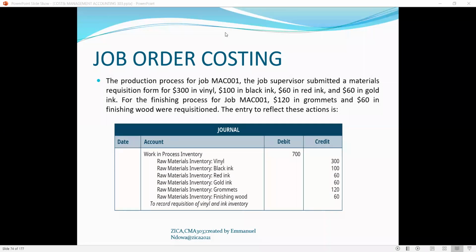Yes, Michael? Okay. I think we are buying materials from our suppliers. Yes. So we credit the supplier, and then we debit the inventory account. Okay. So thank you, Michael.